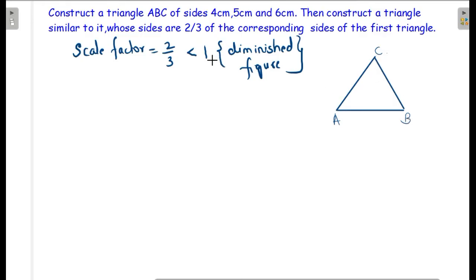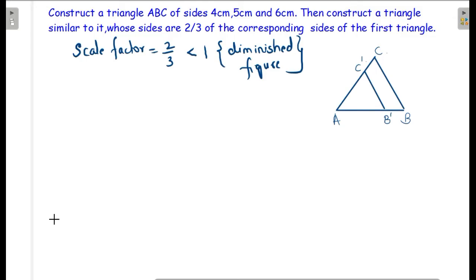Now, we have to draw a similar triangle. Because we got the scale factor less than 1, we will be getting a diminished figure. It means the similar triangle which we will draw will be smaller than the original one. So, it will look something like that. When you get the diminished figure, you have to draw this third side inside this original triangle. So, the vertices of the similar triangle will be B dash and C dash, right.